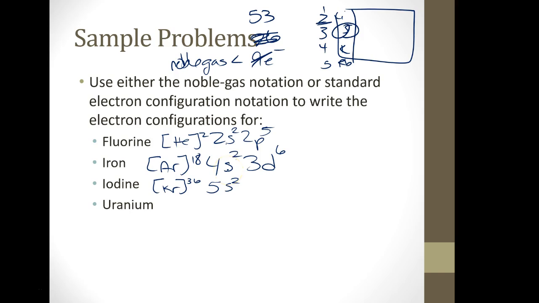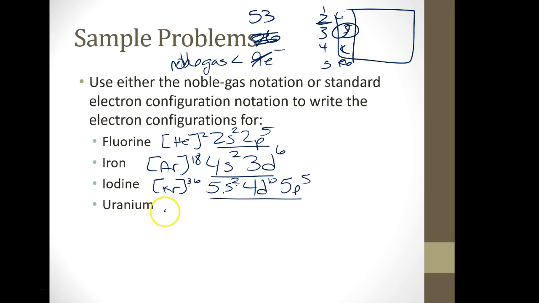And we're going to pick it up on the diagonal rule at the 5s. After 5s is 4d. That holds 10. Then 5p. I got 36, 38, 48. I need 5 more to get to 53. So again, it ends the same way every time, whether you do it as a noble gas or you do it the long way. Doesn't matter.